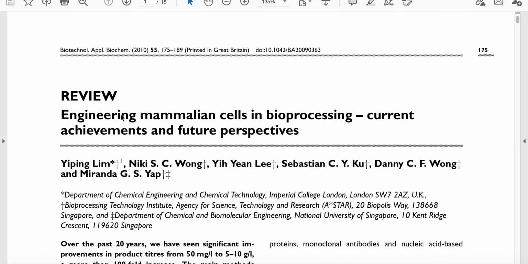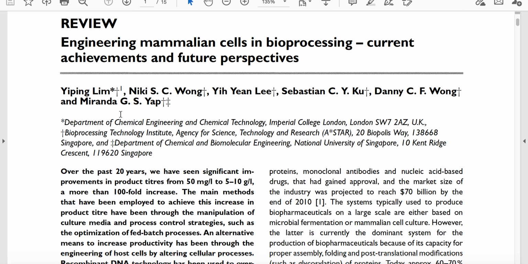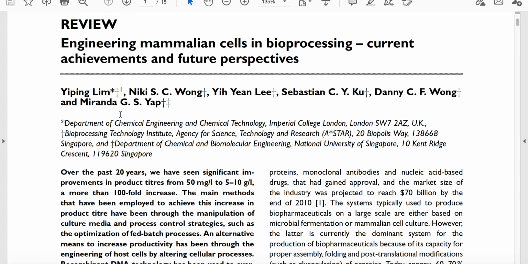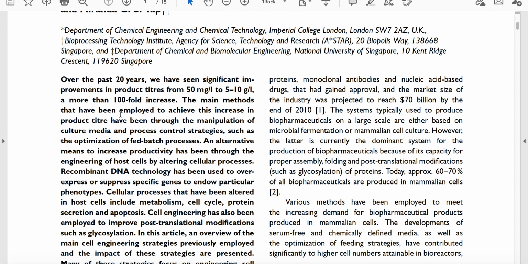Engineering mammalian cells in bioprocessing: current achievements and future perspectives. Over the past 20 years, we have seen significant improvements in product titers from 50 mg per liter to 5 to 10 grams per liter, a more than 100-fold increase.